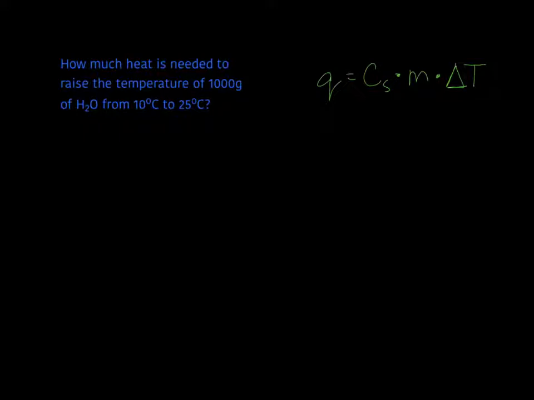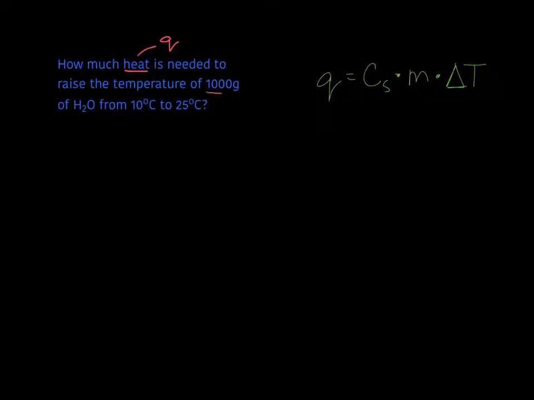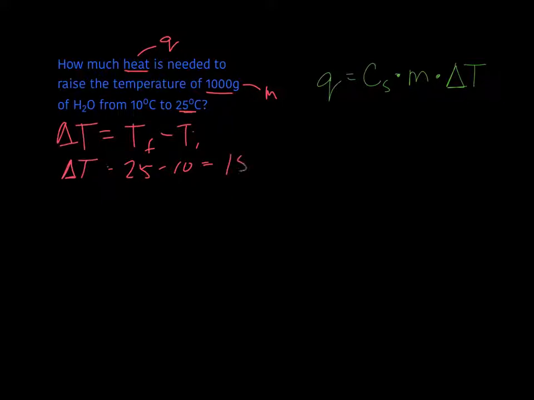All right, so for the examples, how much heat is needed to raise the temperature of 1,000 grams of water from 10 to 25 degrees Celsius? So we're looking for heat, which is Q, and this is our mass. And then our delta T is equal to the final temperature minus the initial temperature. And so our final temperature is 25, that's where it ends, minus 10. And so our delta T is equal to 15 degrees Celsius.